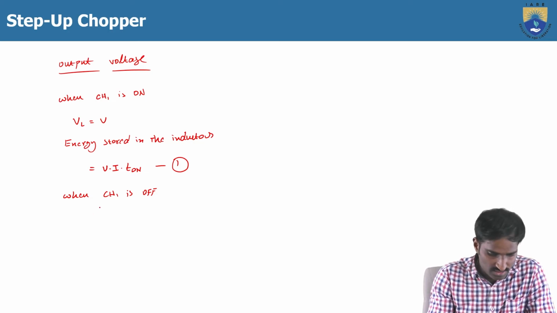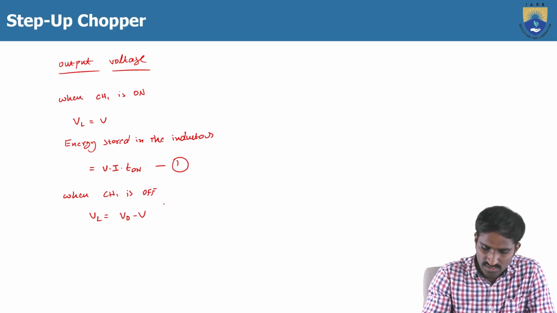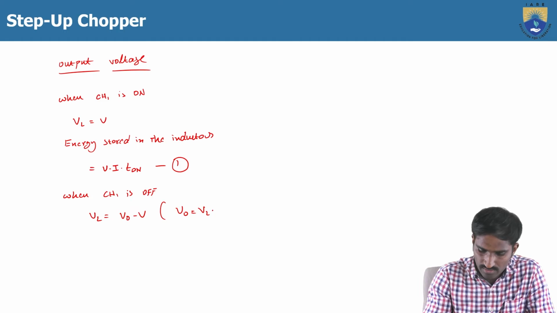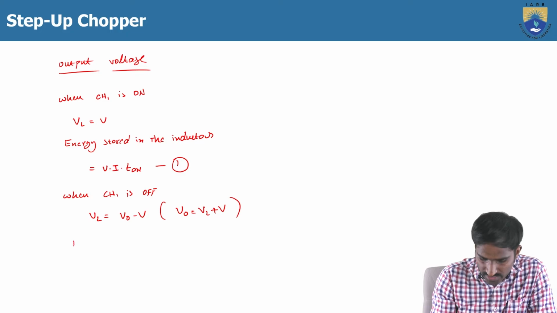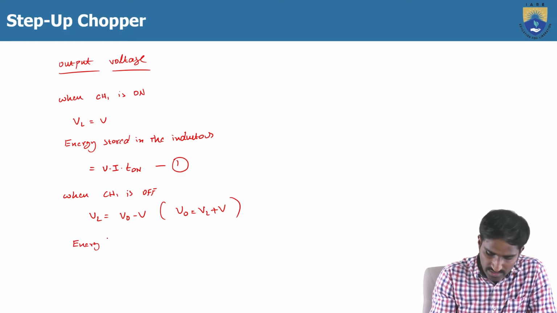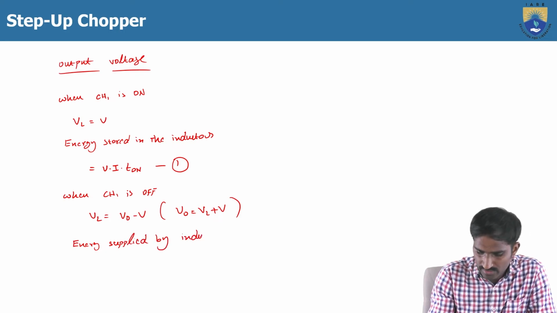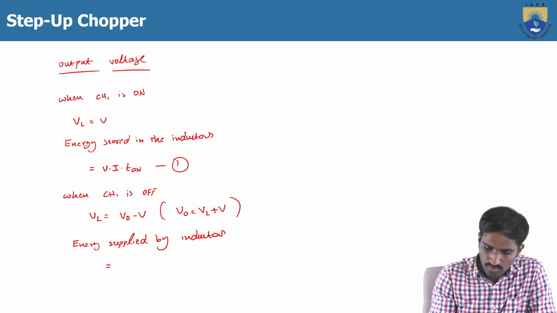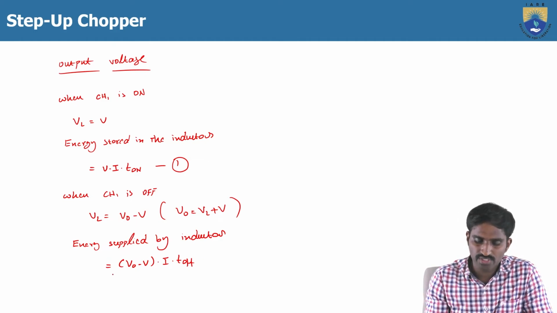Okay, so in this case the voltage across the inductor VL is equal to the total voltage V naught minus V, because just now we have discussed that V naught is equal to VL plus V. So from this equation, VL is equal to V naught minus V. Then the energy supplied by the inductor is equal to the voltage V naught minus V into I into T off, because the energy will be supplied during the turn off time.